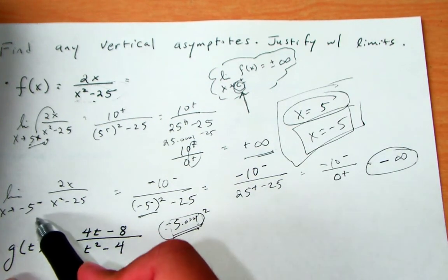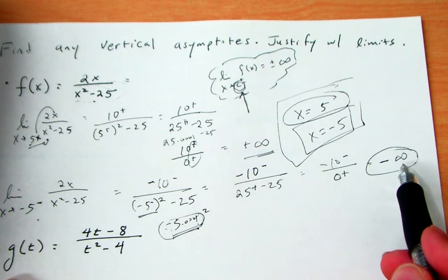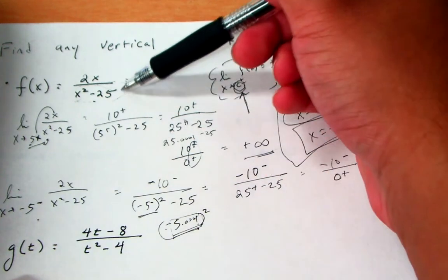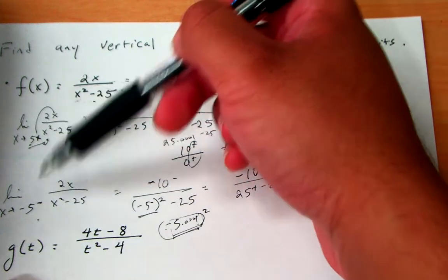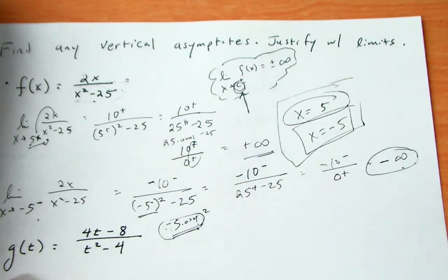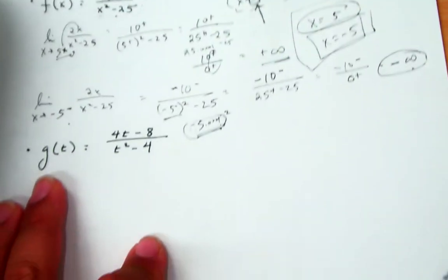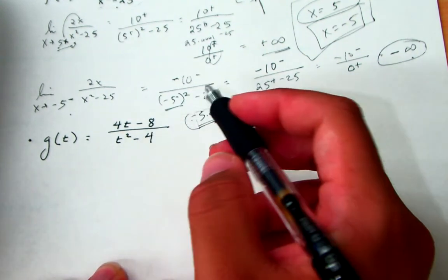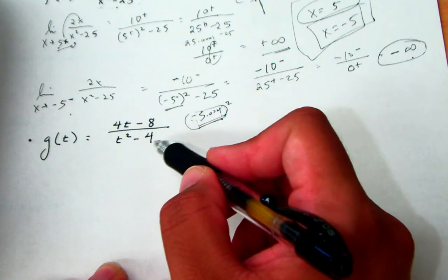Why? Because approaching a finite value produced an infinite result. So it looks as though all you've got to do is set the bottom equal to 0 and take the limits there from either side, and you're in business. It's not quite as simple. Let's take a look at the second example here. G of t is 4t minus 8 over t squared minus 4.